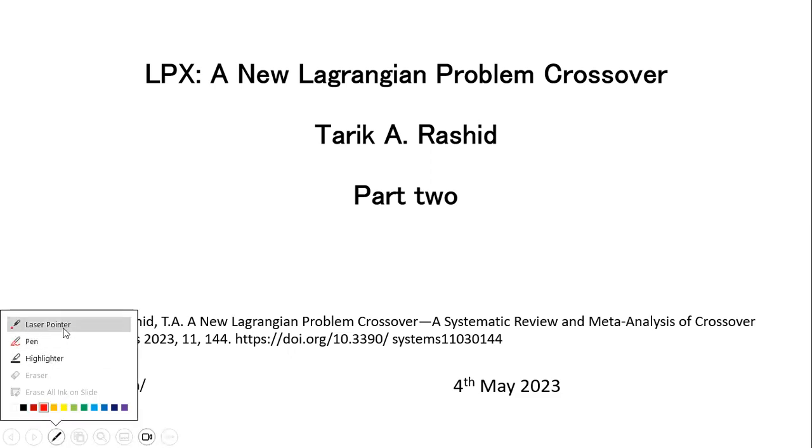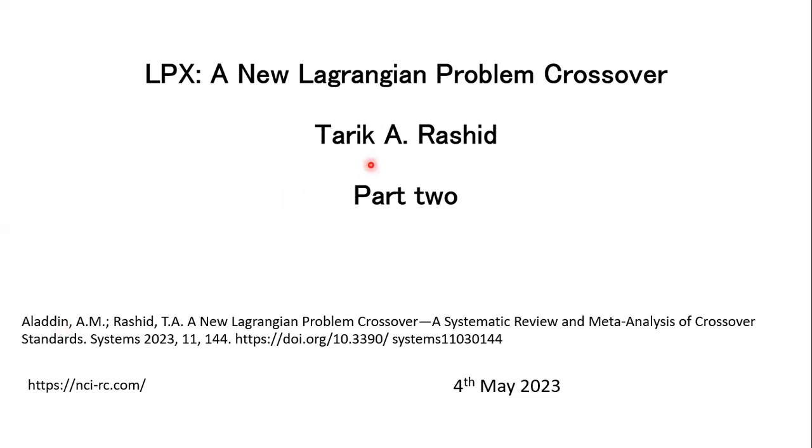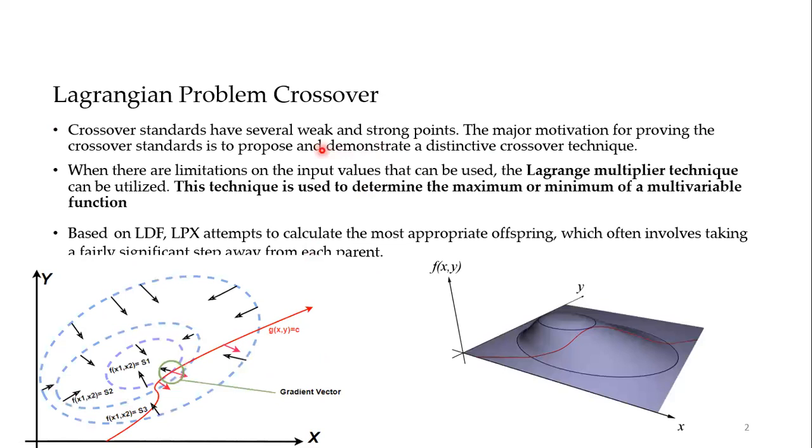In this presentation, we are going to explain the new Lagrangian problem crossover approach in detail, which can be found in this paper, and in the link below you can also find more details about all the other projects. Now, Lagrangian problem crossover is a new type of crossover between chromosomes.